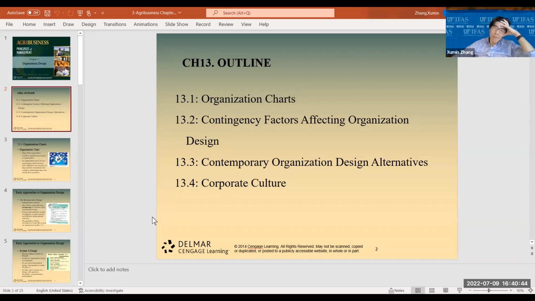Let me ask you a quick question. What do you still remember from the last chapter, chapter 12, when we talked about the organizing process, like designing the job? Remember grouping the jobs and then defining the authority, responsibility, as well as the accountability. Let's say the organization chart is the chart, right?